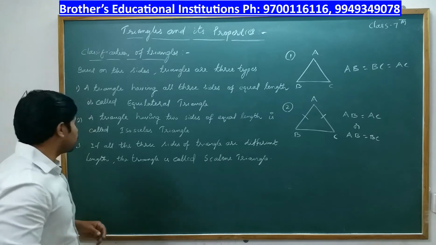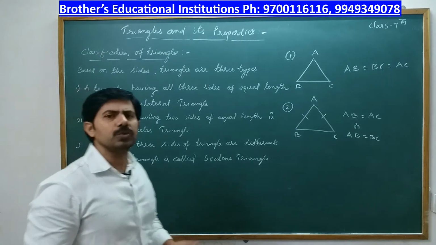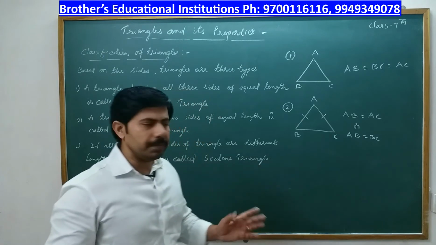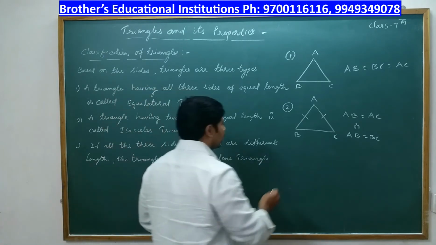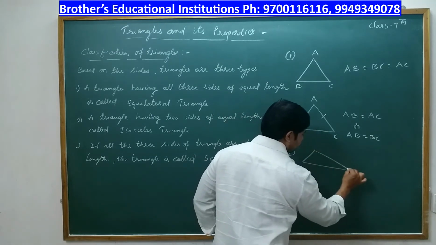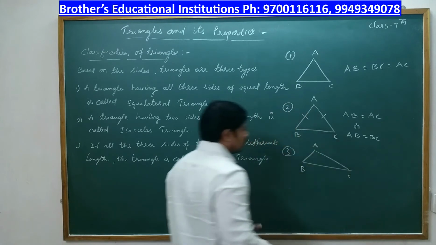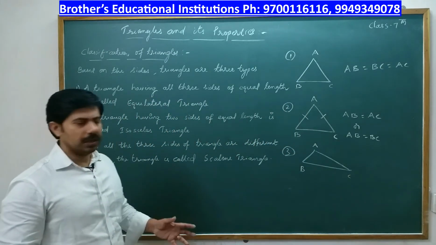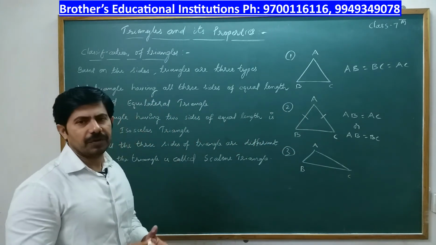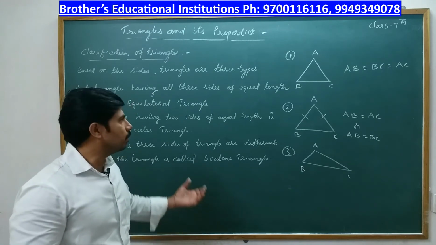Then after isosceles we have the scalene triangle. Scalene triangle means no two sides are equal. All three will be of different sides. Okay, so scalene triangle. Suppose this is a triangle, what we observe from this is no two sides are equal. All three sides are of different length. Then the triangle is called a scalene triangle. Okay, please note down.